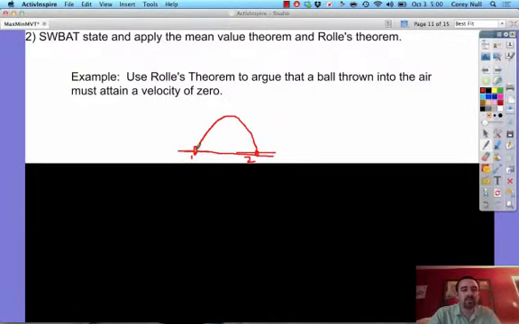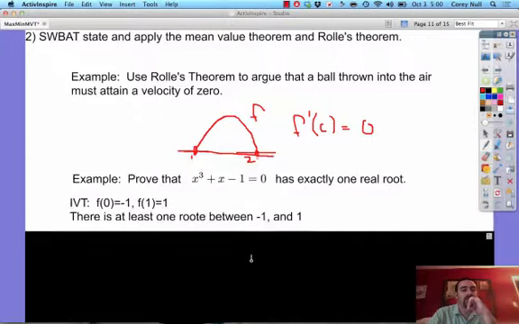Rolle's theorem says that since it started out at the same height that it ended at, somewhere in between, the derivative of this function was 0. If this is f, then somewhere in between 1 second and 2 seconds, f prime of whatever that is, call it c, must be 0. But remember, with a physical problem, the derivative of position is velocity, so that means that somewhere between 1 and 2, by Rolle's theorem, we must have attained a velocity of 0, and that happens at the maximum.